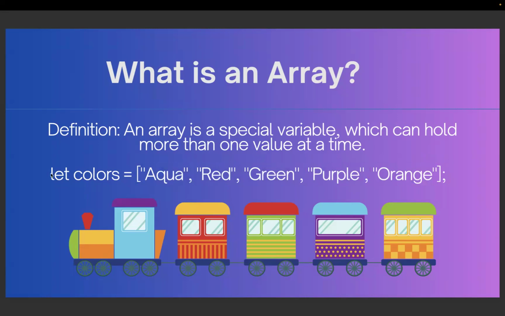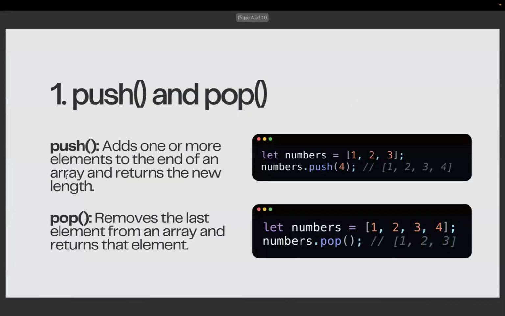This keyword: let, const, var. I think you guys remember this from our last class. Let is a way for us to create or initialize variables. And here's one of the methods that we use on arrays: push. Push adds one or more elements to the end of an array and returns the new length. For example, here let numbers be 1, 2, 3, and we're pushing 4 to it. So we end up with 1, 2, 3, 4.